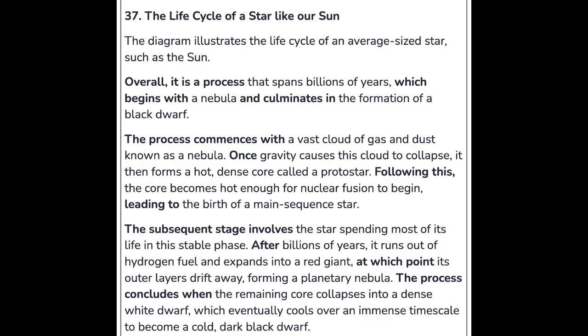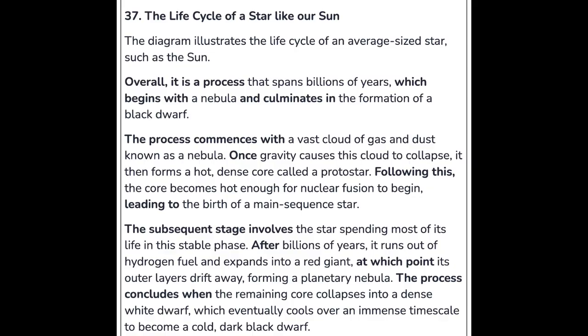37. The life cycle of a star like our Sun. The diagram illustrates the life cycle of an average-sized star, such as the Sun. Overall, it is a process that spans billions of years, which begins with a nebula and culminates in the formation of a black dwarf. The process commences with a vast cloud of gas and dust known as a nebula.